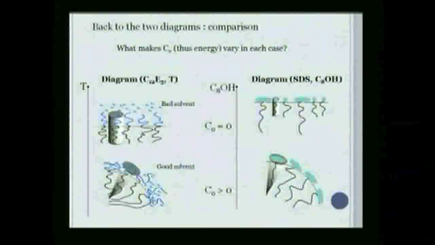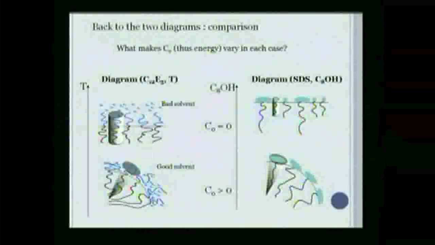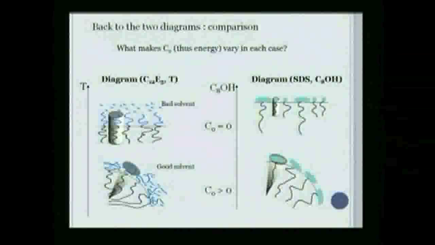And this is what we observe in the diagram. So the effect of temperature is easy to understand by this means. In the case of the ionic surfactant now, it's different, because remember, in the case of the ionic surfactant, the chi parameter is no more the temperature, but the addition of a co-surfactant.